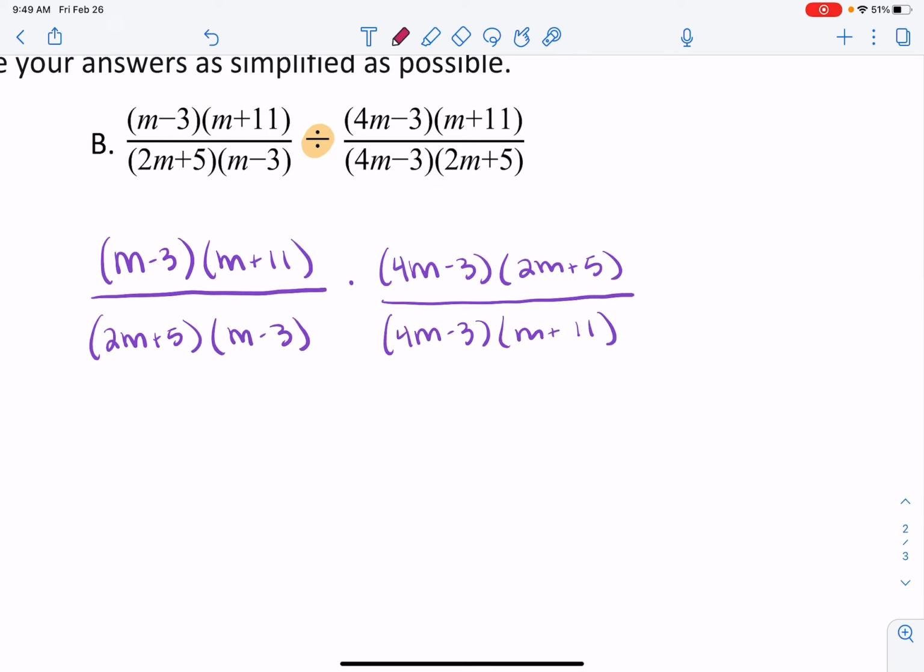So we can cancel 4m minus 3's. We've got 2m plus 5, m plus 11, and we have m minus 3's. Everything canceled. How nice is that? So our answer is just 1.